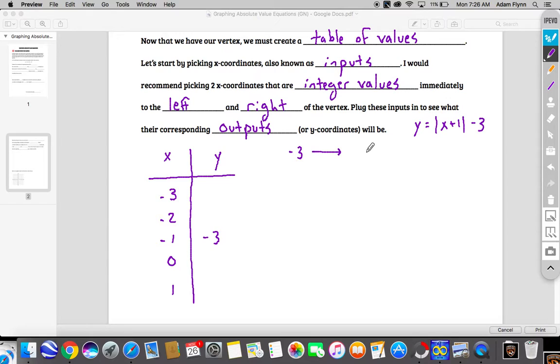When I plug in -3, I get the absolute value of -3 plus 1 minus 3. -3 plus 1 is going to be -2, minus 3. The absolute value of -2 is 2, because -2 is 2 units away from 0 on the number line. I'm subtracting 3. So 2 minus 3 is going to be -1. So I'll take that -1 and plug it into my chart here. Now I'll do -2.